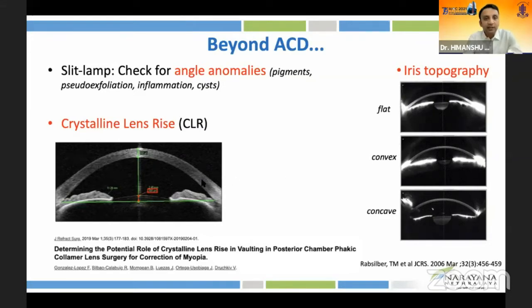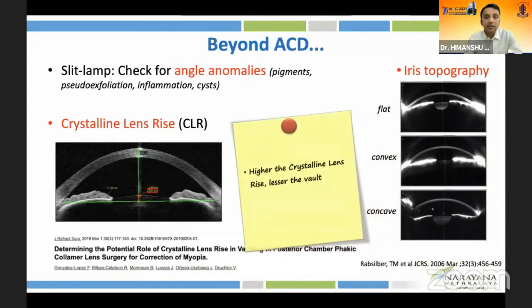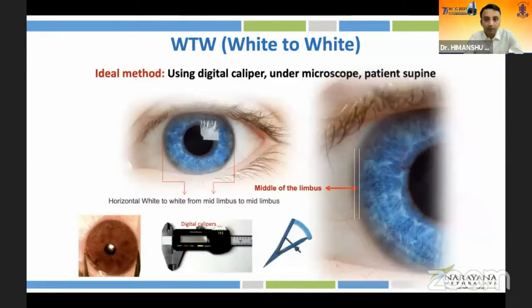And along with this, as previous speakers spoke about, crystalline lens rise is very important. When you join these two lines between the edge of the iris, the part of the lens which is in front, it's called crystalline lens rise. The higher the rise, the more chances that you can end up with a low vault.